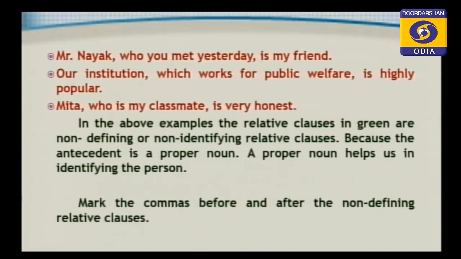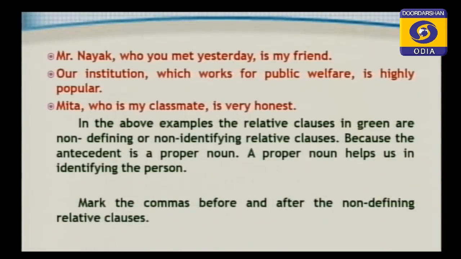I am giving some more examples regarding non-defining, non-identifying relative clauses. Mr. Naik, who you met yesterday, is my friend. Our institution, which works for public welfare, is highly popular. Mita, who is my classmate, is very honest. First, try to recognize, identify the main clauses and the relative clauses.